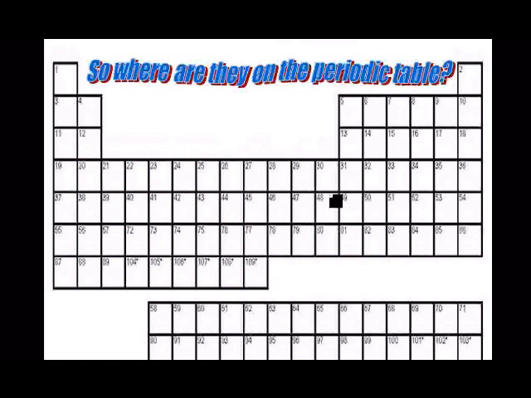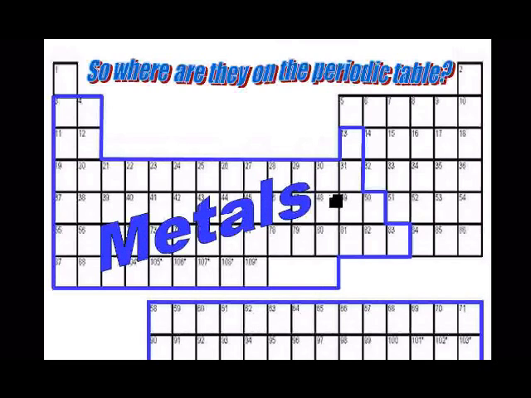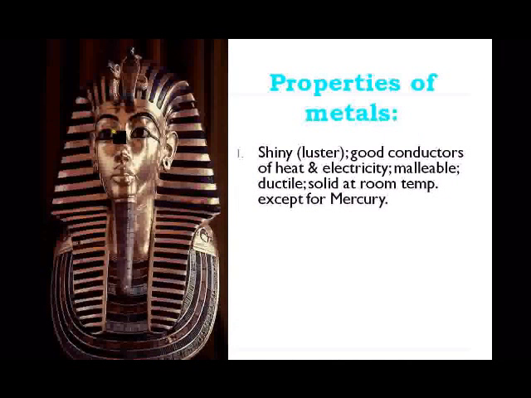So where are the metals on the periodic table? On the left side, starting in period 2, and all the way down. Metals tend to be shiny, which we call lustrous. They're good conductors of heat and electricity. They're malleable, meaning that they can be hammered without shattering. They're ductile, which means that they can be drawn into wires, and except for mercury, are solid at room temperatures.